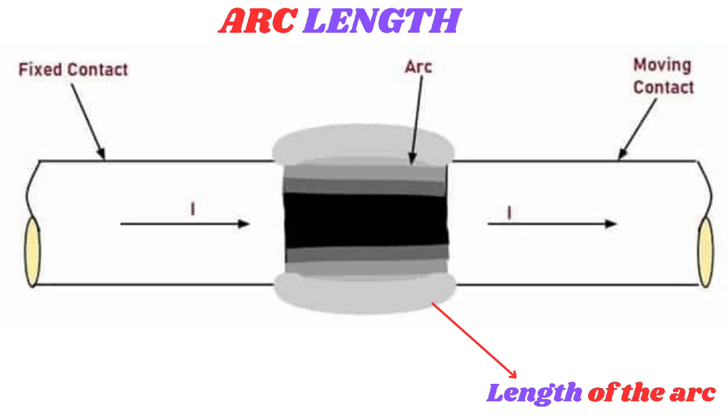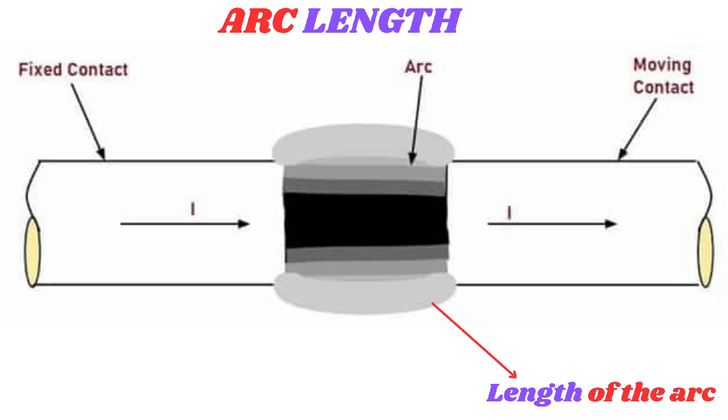The length of the arc affects the arc voltage and the effectiveness of arc extinction. The arc length is influenced by several factors, including the design of the circuit breaker contacts, the speed of contact separation, and the presence of arc chute or arc splitter plates. Lastly, contact material and design.